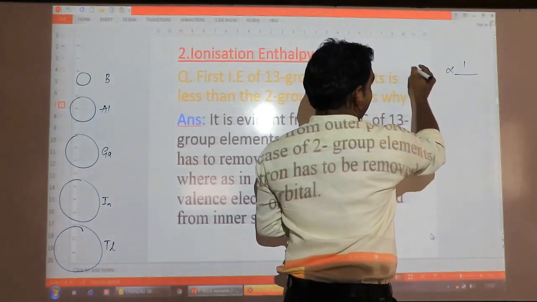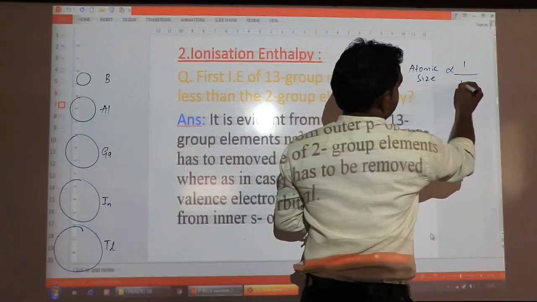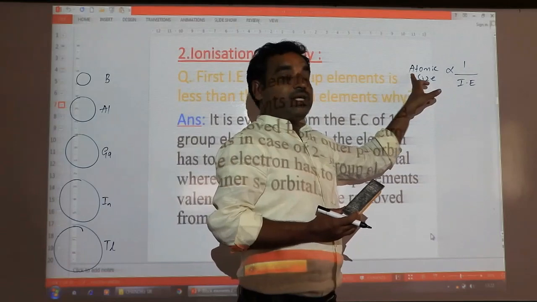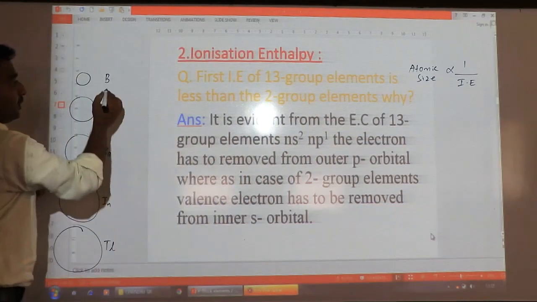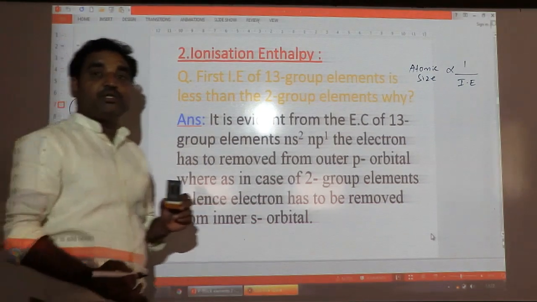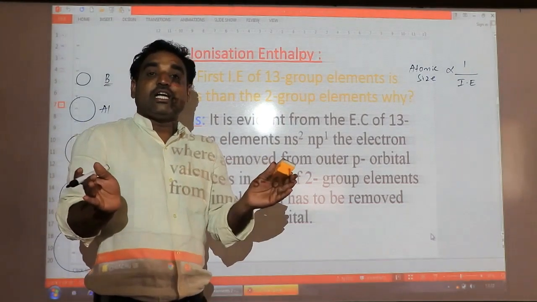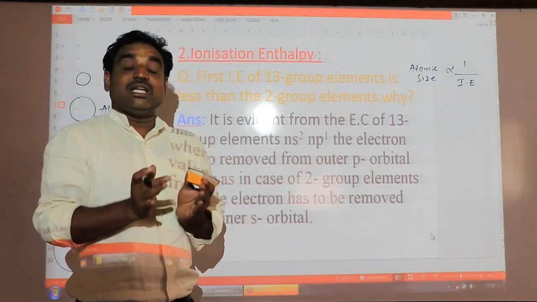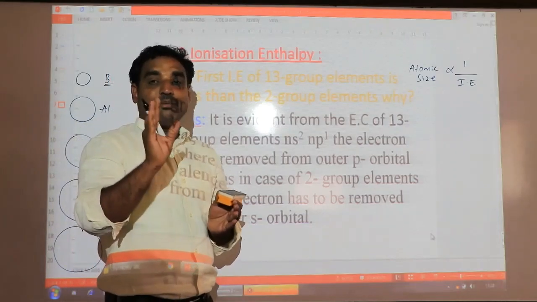Or you can write that atomic size is inversely proportional to ionization energy. The more the atomic size, the lesser the ionization enthalpy. Hope you know that. So in the 13th group, from boron to thallium, the ionization enthalpy should decrease because size increases. If the size increases, the attraction between the nucleus and the outermost shell electron decreases, hence we need less energy to remove an electron from the outermost shell. That point you can remember.